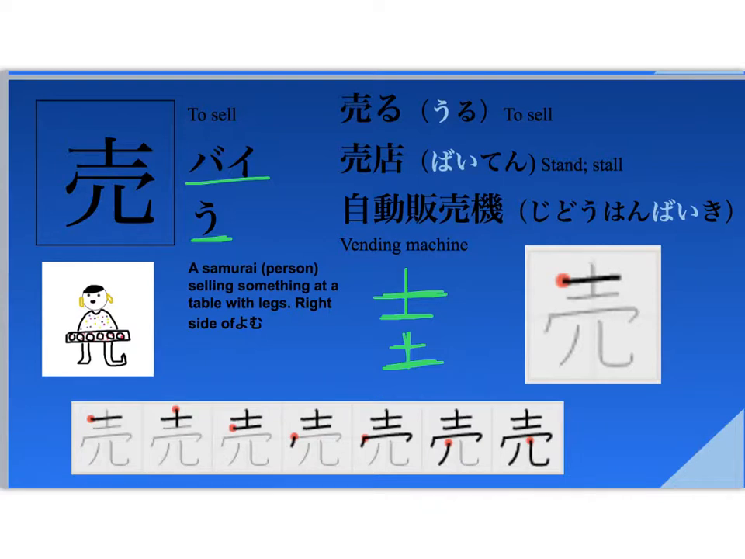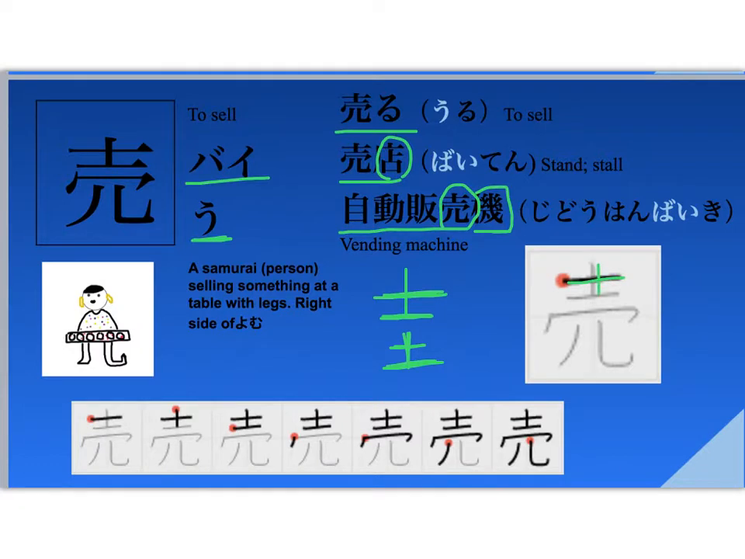So we find this in uru, to sell. You also find it in baiten. Ten means mise, or shop, so a stall. And then we also find it in jidou hanbaiki, where it's basically automatic selling, and then machine here is this last kanji. And the stroke order for this is quite easy.